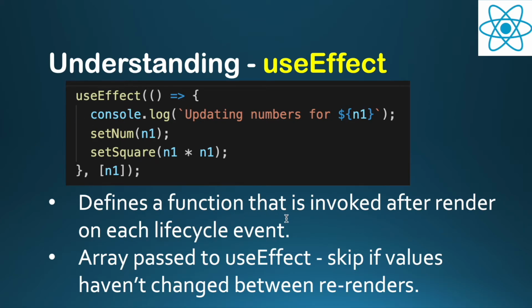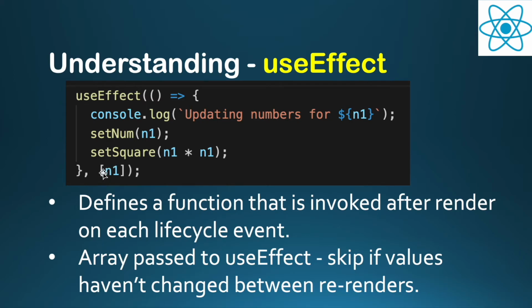It defines a function that is invoked after render on each lifecycle event. Each lifecycle event means here componentDidMount, componentDidUpdate, and componentWillUnmount. We're not studying componentWillUnmount here. We're just looking at componentDidMount and componentDidUpdate. So this function is getting fired on each lifecycle event after each render.